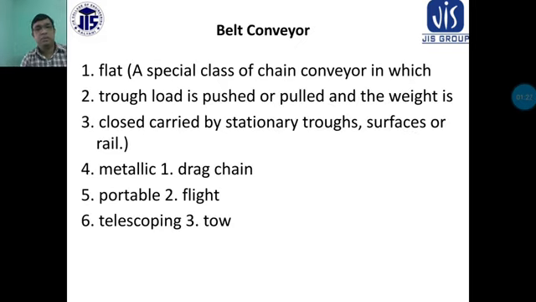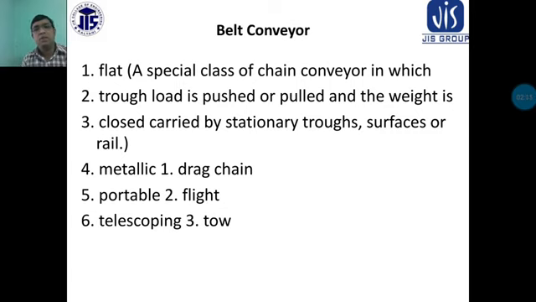For the belt conveyors, we have to concentrate on this classification of the conveyors. A belt conveyor is considered according to the flat belt, a special class. The flat belt conveys materials from one place to another place. Belt conveyors are used in different places, like manufacturing industries where mass production and batch production are done. The product materials go from one place to another place through the belt conveyors.